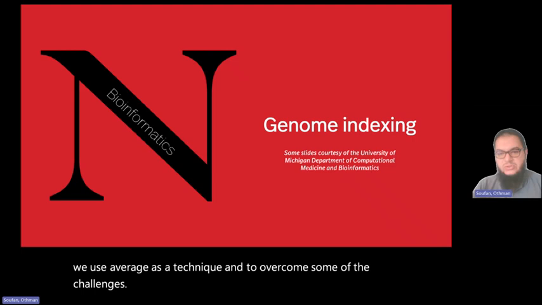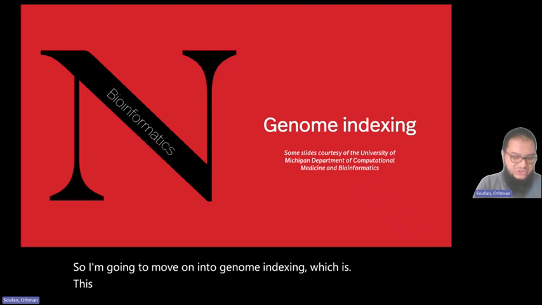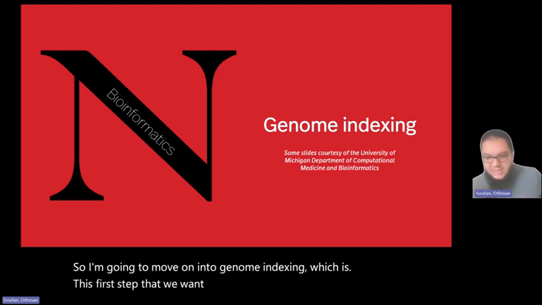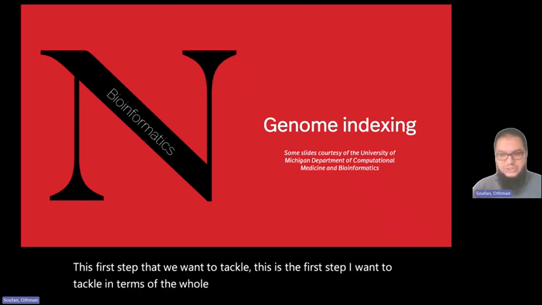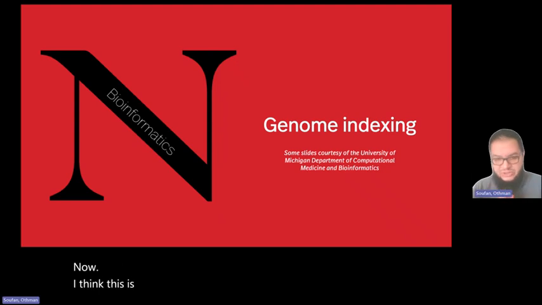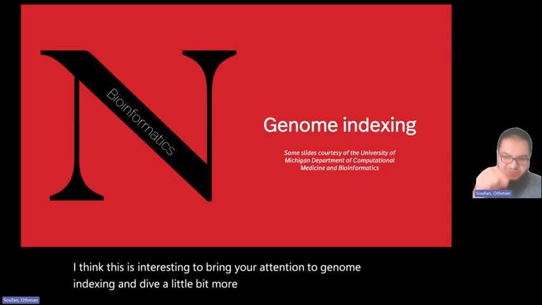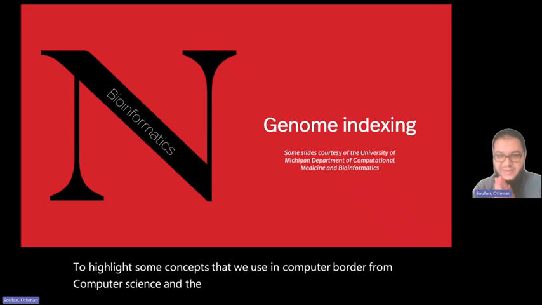So I'm going to move on into genome indexing, which is this first step that we want to tackle. This is the first step that I want to tackle in terms of the whole alignment process, genome indexing, and this is going to be the focus of this module. I think it's interesting to bring your attention to genome indexing and dive a little bit more into this specific step to highlight some concepts that we borrow from computer science, specifically algorithms, to design solutions. And this is the first step.